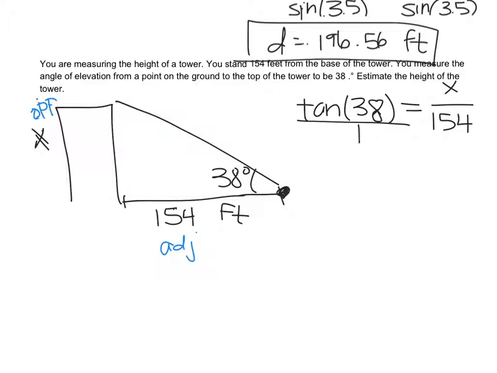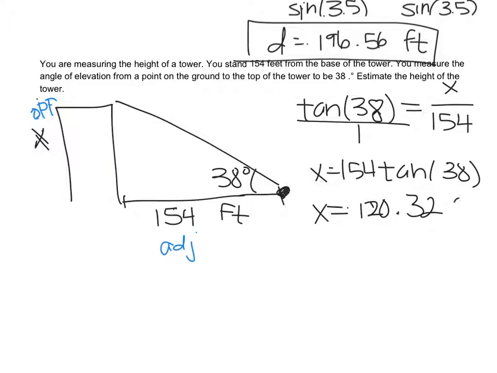So we're going to put tangent of 38 over 1 so we can cross multiply. So we get x equals 154 times the tangent of 38. So x is going to equal 120.32 feet. So the height of the building is 120.32 feet.